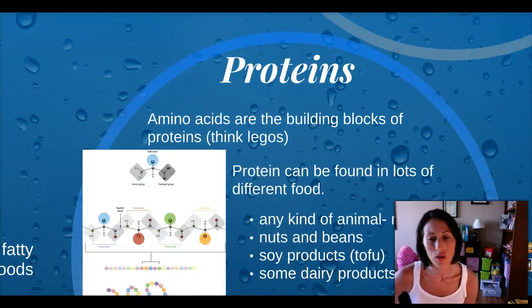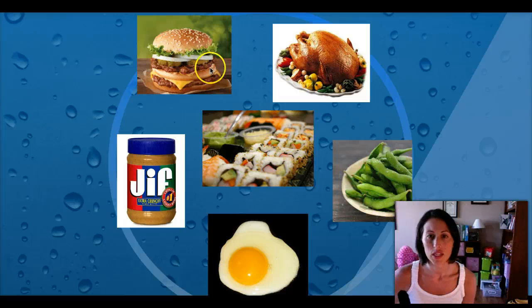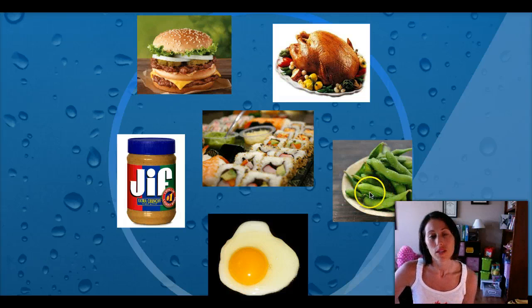So what I'm talking about is we've got a big burger here, so that burger has lots of protein in it. Turkey has protein. Here is sushi, fish is protein. Here's edamame, that's what I was talking about. Edamame is actually just soybeans, and then they can process those soybeans to make things like tofu and soy milk and stuff like that. Peanut butter, any kind of nut butter is a really good source of protein. Eggs are a good source of protein. Okay.